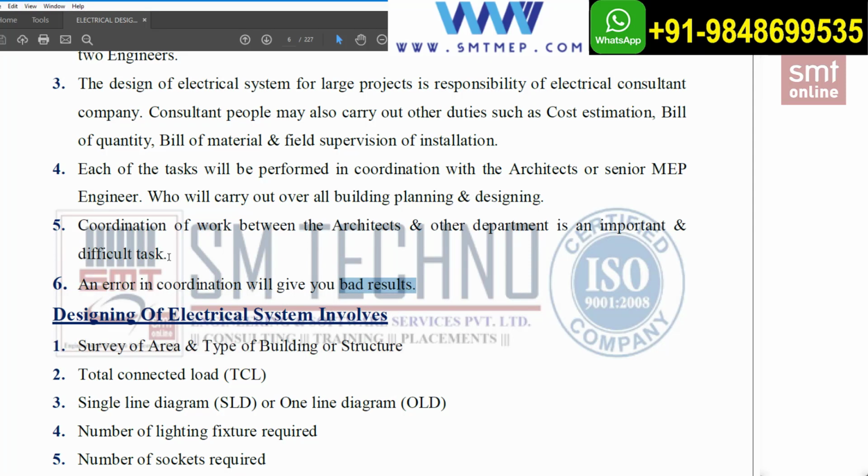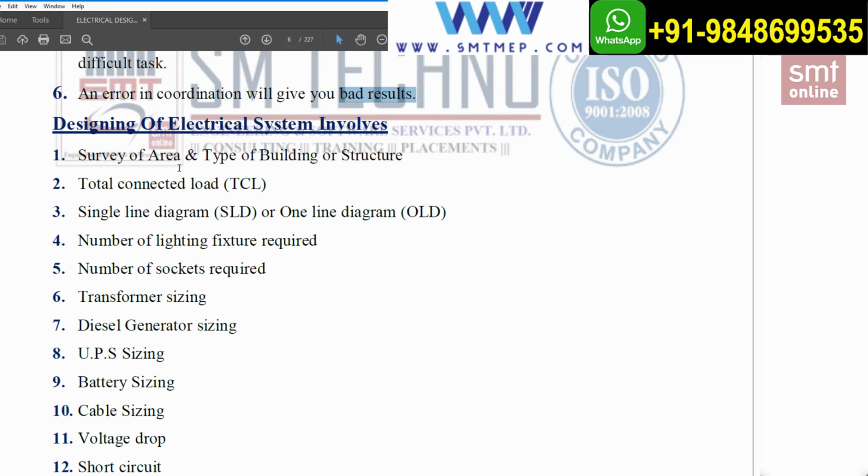So, designing of electrical system. Designing of electrical system involves, as I've told you in the last class also, a flow chart. With respect to that flow chart only we have to work. Like the survey of area and type of building or structure. Survey of area means where is the locality of your site, with respect to which area we have to work.